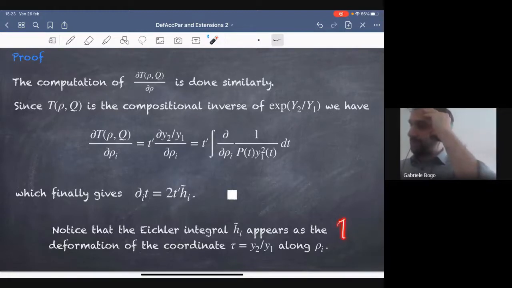Here I just remark that the Eichler integrals are obtained as the derivative with respect to rho of this function, y2 over y, where these are linearly independent solutions of the uniformizing differential equation. And this gives the coordinate on the upper half plane. So the Eichler integral should be thought of as the deformation of the coordinate tau on the upper half plane along the direction given by the accessory parameter rho_i.